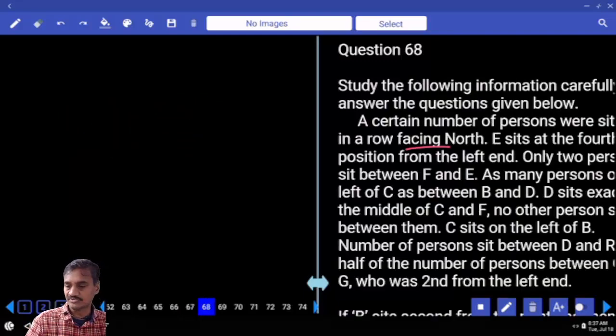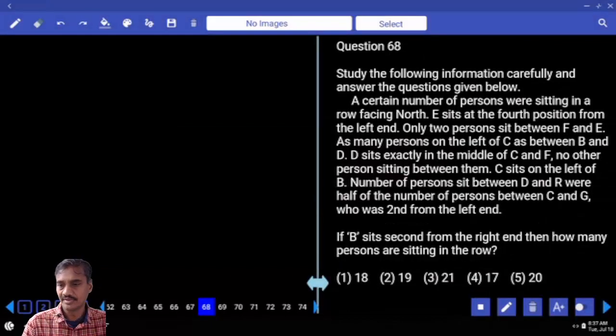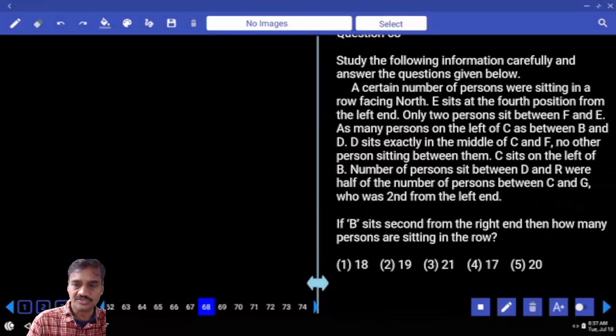Then 68 onwards, a certain number of persons are seated in a row facing north. E is fourth from the left hand, 1, 2, 3, 4. And only 2 persons are between E and F. Now in between E and F, how many persons do we have? There are exactly 2 persons.